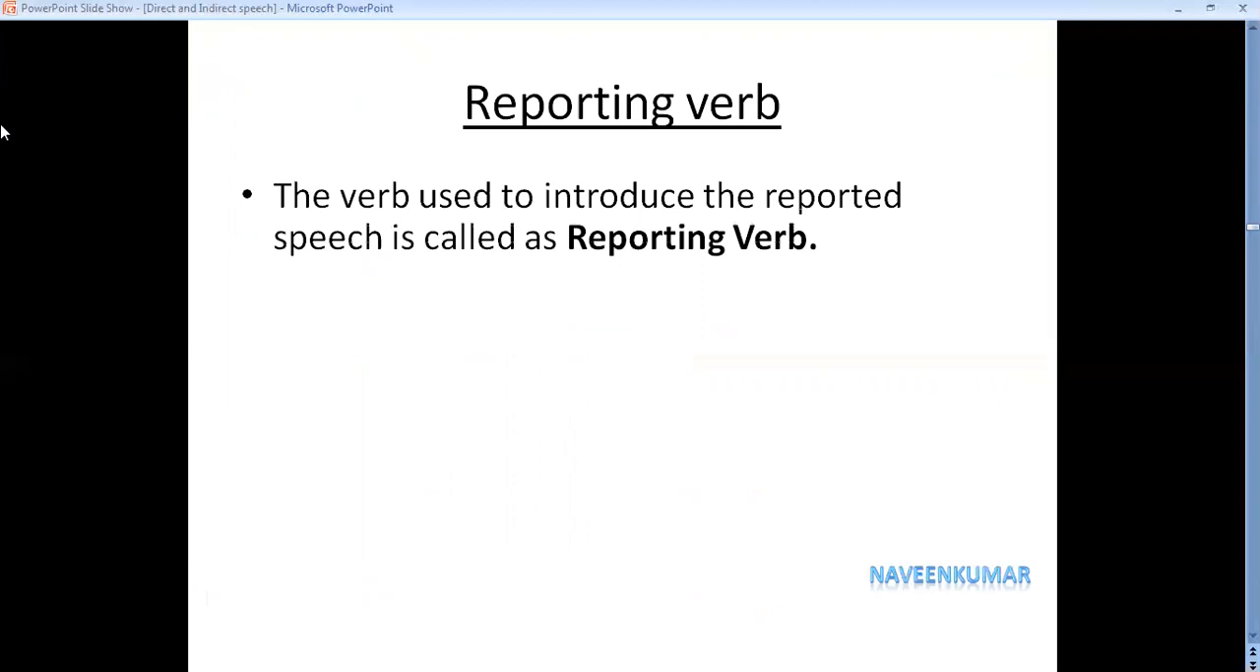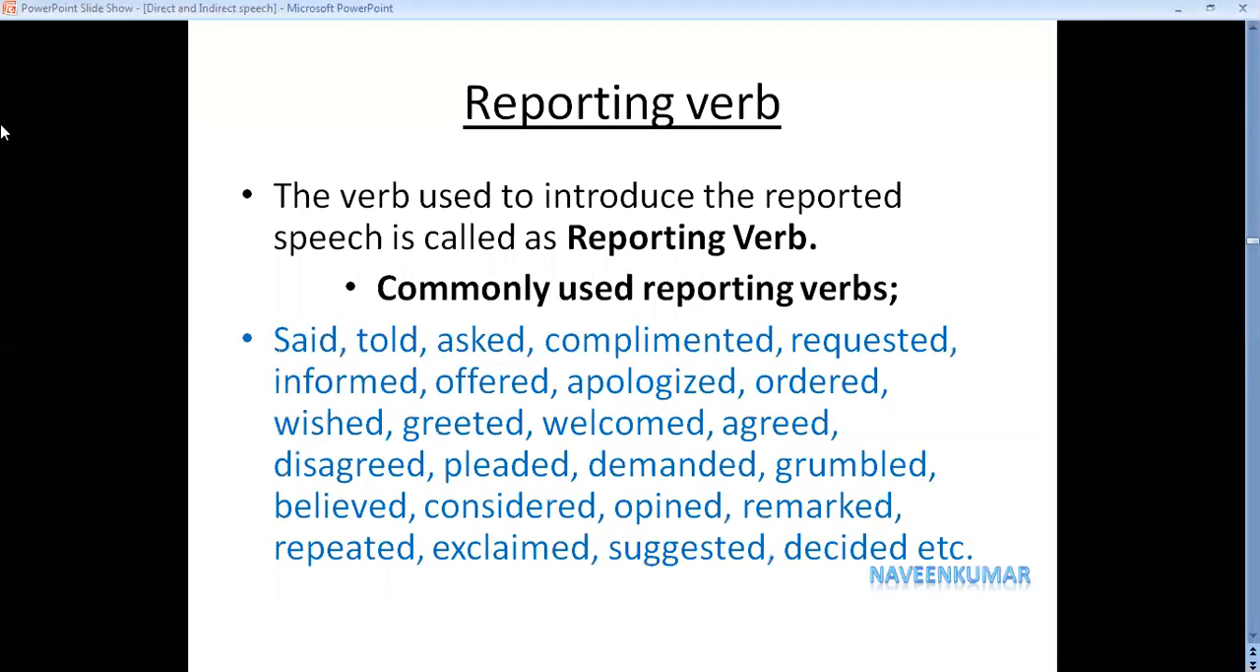So you might have observed it in various earlier examples. Commonly used reporting verbs. What are the commonly used reporting verbs in the English language? Said, told, asked, complimented, requested, informed, offered, apologized, ordered, wished, greeted, welcomed, agreed, disagreed, pleaded, demanded, grumbled, believed, considered, opined, remarked, repeated, exclaimed, suggested, decided, etc. These are the various reporting verbs that are used in direct and indirect speech.